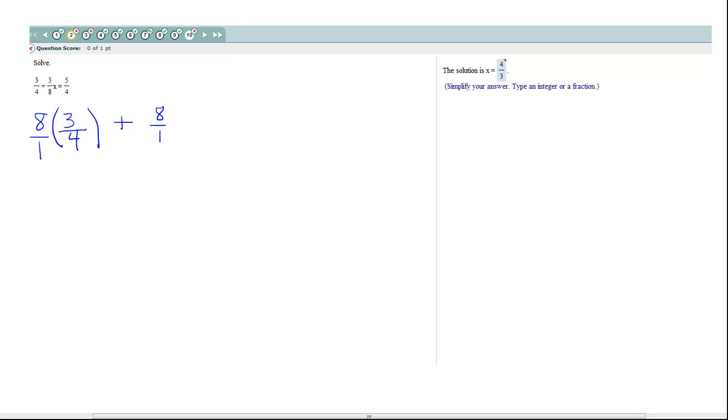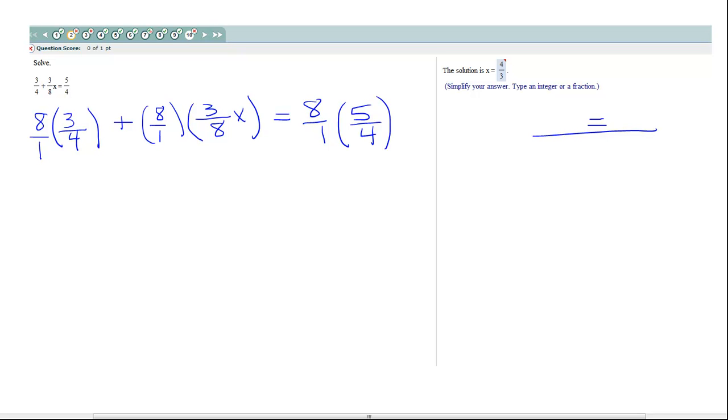It is legal for me to do that because what I do to one side of the equation, I have to do to the other, and that will keep my equality with the equation. I am putting these 8's in as fractions, so 8 divided by 1, which is just 8. It's legal as long as I do the same thing. I'm multiplying by 8 on this side, multiplying by 8 on that side, and that keeps the balance, or the equality.